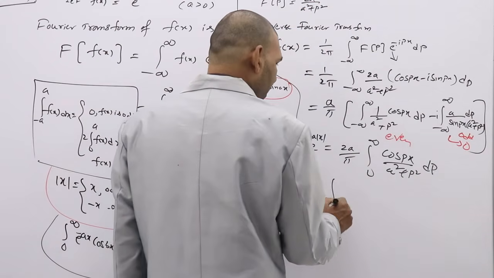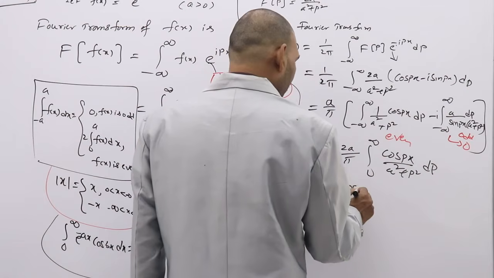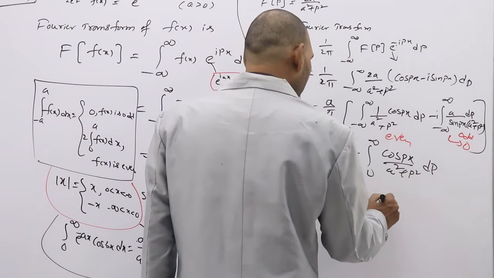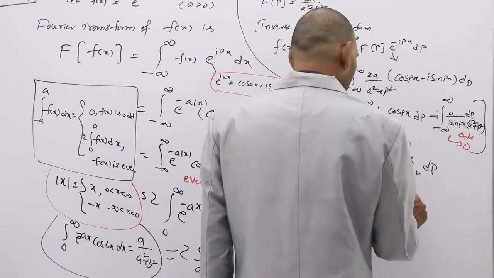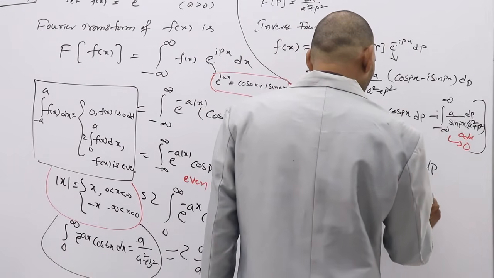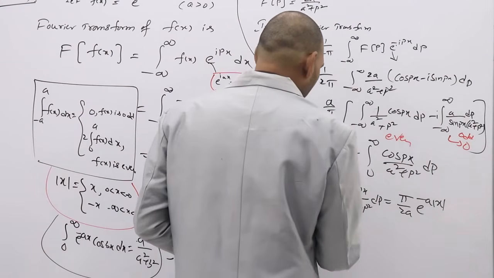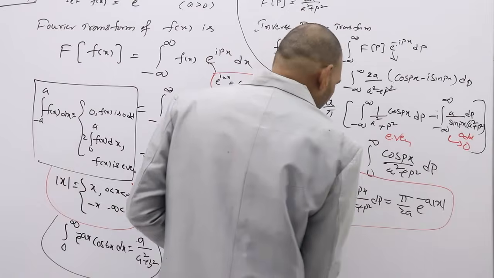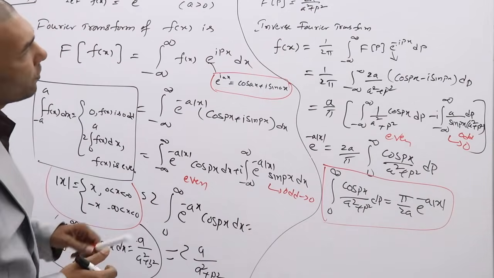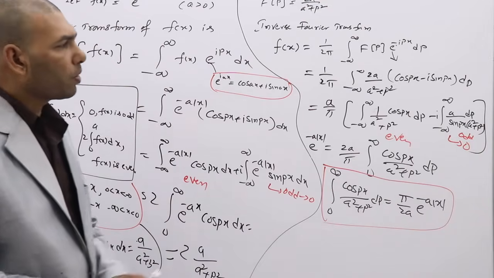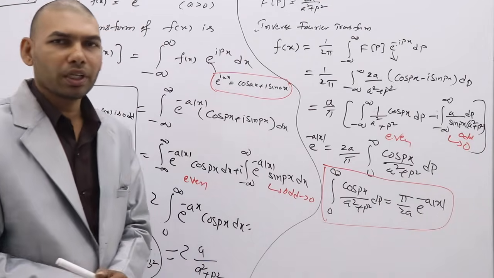So finally integral 0 to infinity cos px by a square plus p square dp equal to pi by 2a e power minus a mod x. This one we needed to prove from the Fourier transform. Okay.